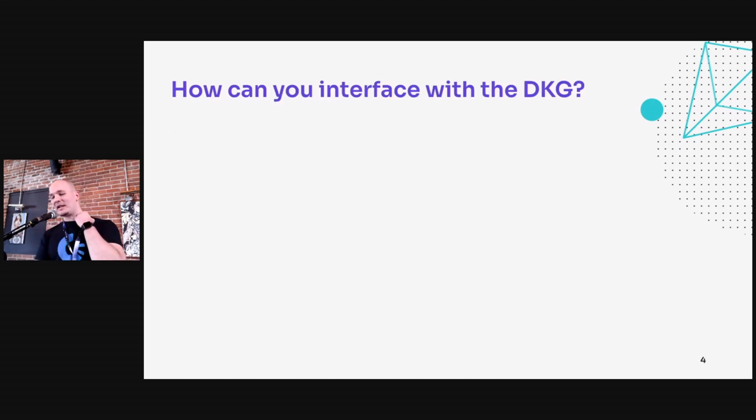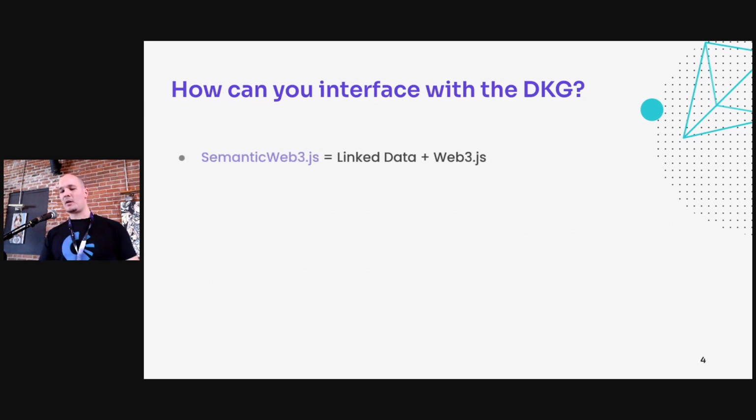So how can you actually interface with the DKG? Well, you have something called, you guessed it maybe, Semantic Web3.js. We have Web3.js, and plus linked data, we get this Semantic Web3.js. This is basically a new kid on the block. It's so new that we released it 2 days ago. Not even sure, to be honest.